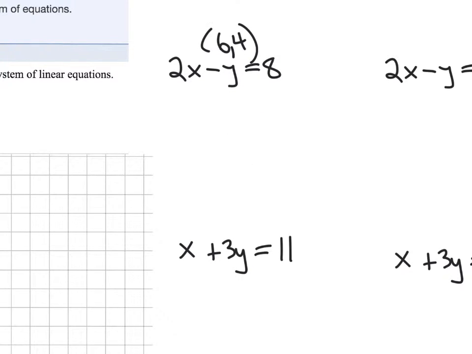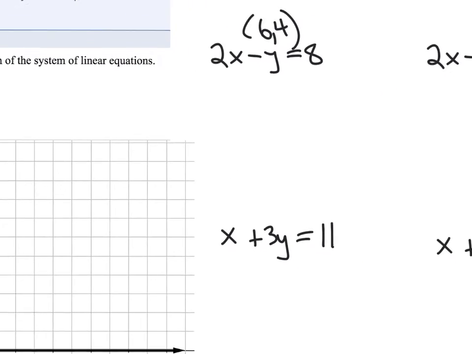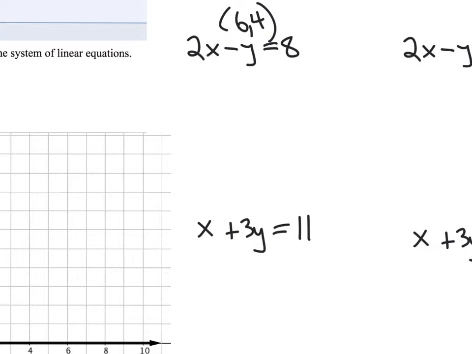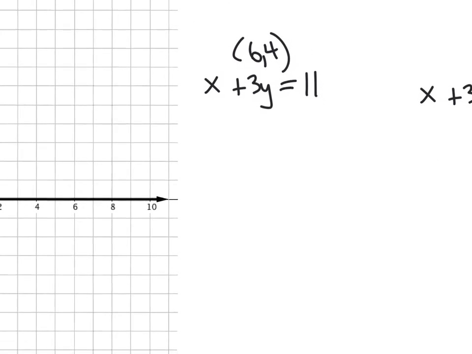So let's do the work. So that becomes 2 times 6 minus 4. So that becomes 12 minus 4, which is 8. And sure enough, that works. That's a good thing. But that doesn't mean anything yet, because we got to make sure that 6 comma 4 also works down here with this line.